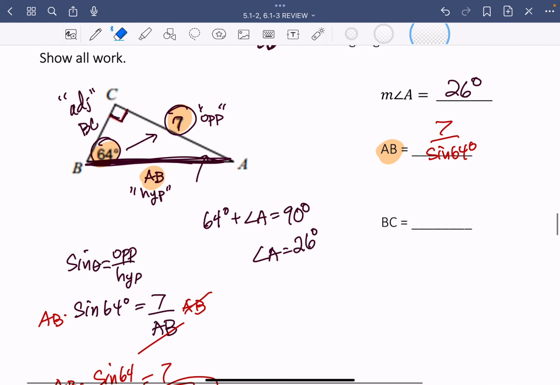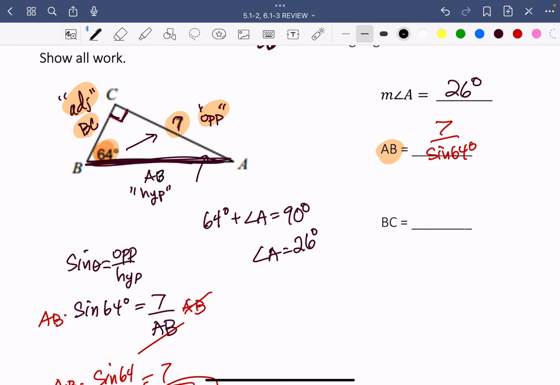BC, well, let's think about what that is. If we're thinking about BC, well, now what we're thinking is, I want to relate BC to this angle and the 7. So we're wanting to relate an angle to its adjacent and its opposite. Well, we know that opposite over adjacent is equal to the tangent, right? So the tangent of 64 degrees is equal to the opposite, which is 7, over the adjacent, which is BC.